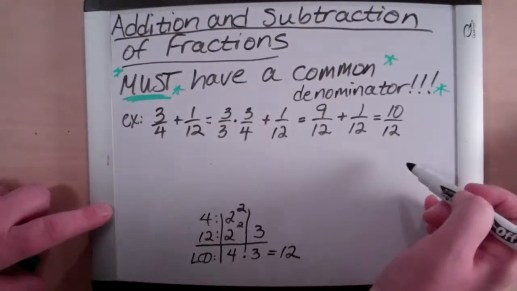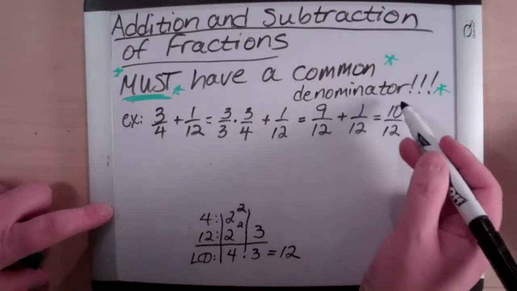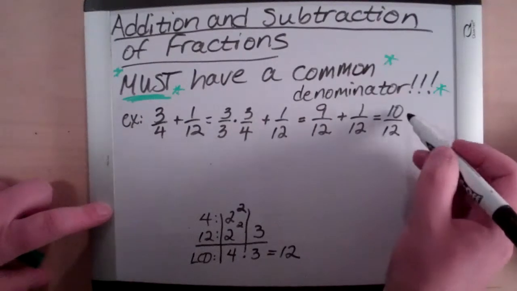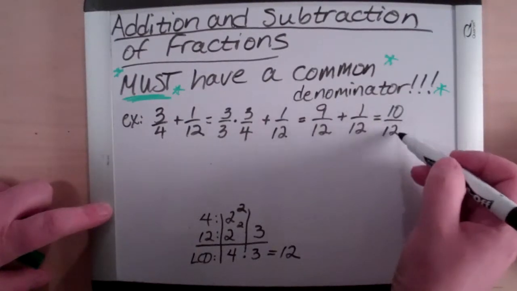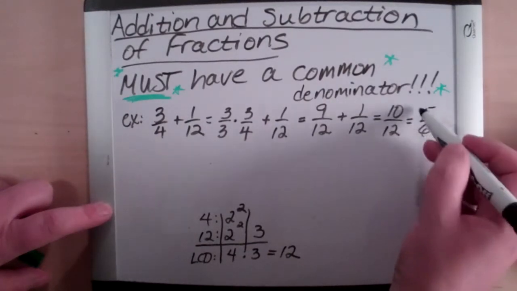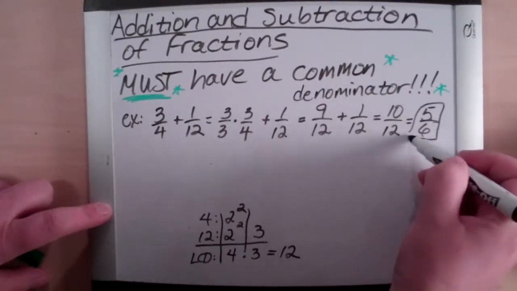And I'm not quite done yet. I need to look at this for an extra second and see if there's anything I can do to reduce it, and there is. I can factor out a 2 from the numerator and the denominator, so my answer will be 5/6. Like that.